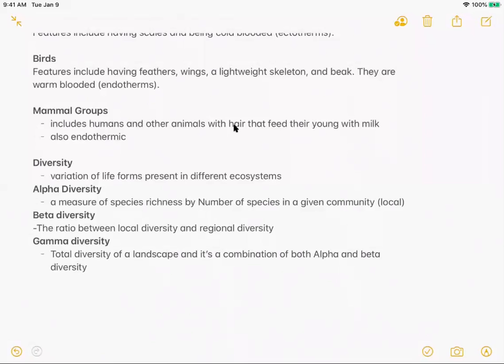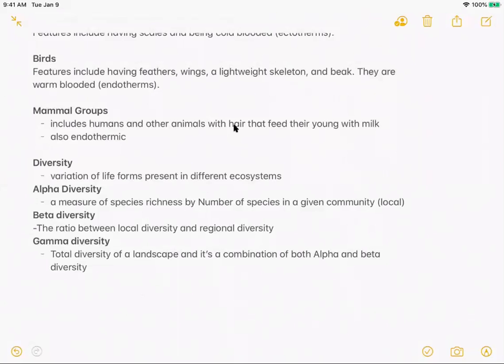And you go over alpha diversity, beta diversity, and gamma diversity. I would just know that alpha diversity is a measure of species richness by the number of species in a given community, so that's the local. And species richness, like I said before, is if there are a lot of different types of species in that area and not too much of one compared to another. Beta diversity is the ratio between local diversity and regional diversity, and gamma diversity is the total diversity of a landscape.